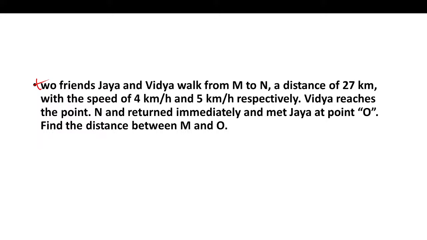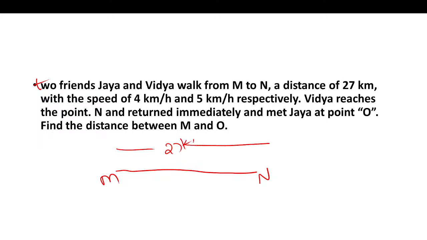Two friends, Jaya and Vidya, walk from M to N, distance of 27 kilometers, with the speeds of 4 and 5. M and N distance is 27. Two people are there, Jaya and Vidya, and Jaya speed is 4 kilometer per hour. Vidya speed is 5 kilometer per hour, respectively.